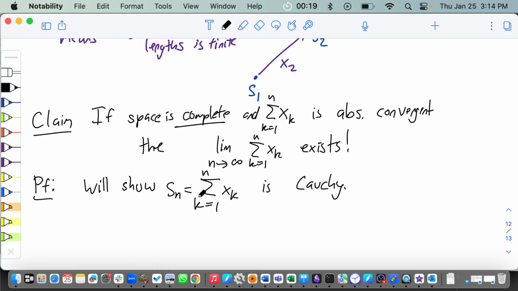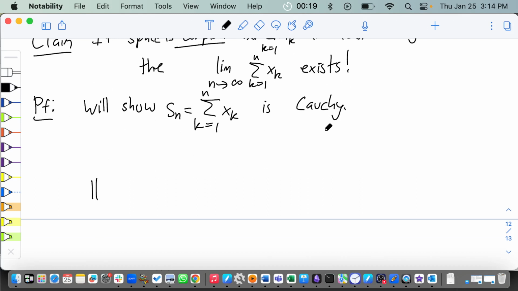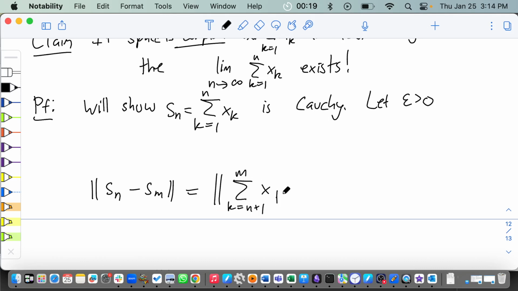Why is this Cauchy? Well, Cauchy is all about the differences. The norm of, I'm going to leave a little space here, but we're going to fill in something, but what is Sn minus Sm? The norm, right? That's what Cauchy is all about. We're going to do some stuff here to pick an n that's big enough so that this will be bounded by epsilon. So let epsilon greater than 0. But what is the norm of Sn minus Sm? Well, Sn is the sum up to n, Sm is the sum up to m. So what do you get when you subtract them? You get all the things between n and m, right? So this is the sum k equals n plus 1 to m of xk.